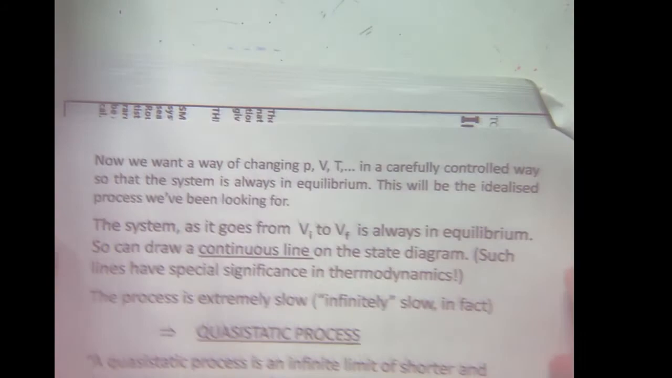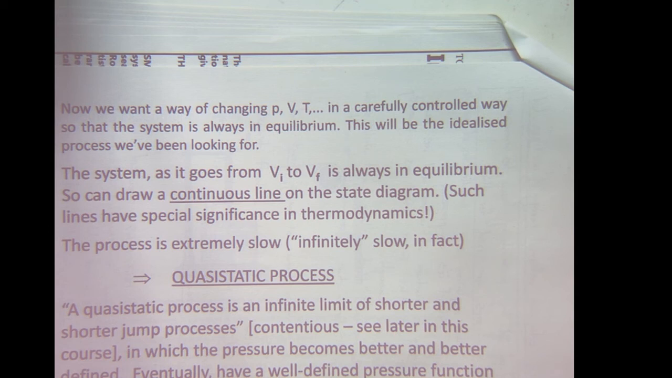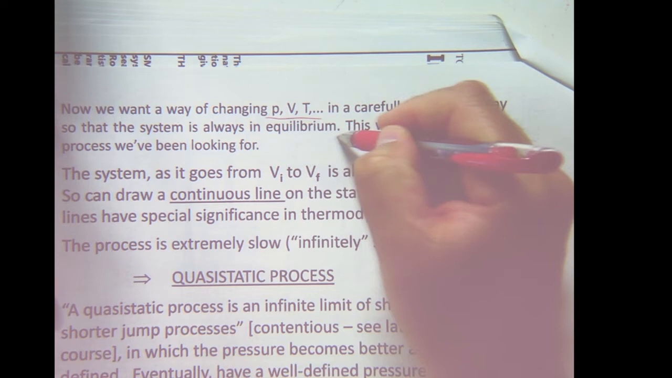Suppose we want a way of changing P, V, and T in a carefully controlled way so that we do not make whirlpools and inefficiencies. We want to make the system and every part of the system as still as possible. So we want a way of changing P, V and T in a carefully controlled way where the system is always in equilibrium.